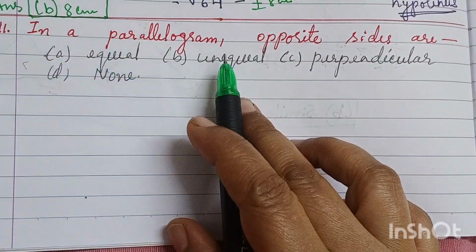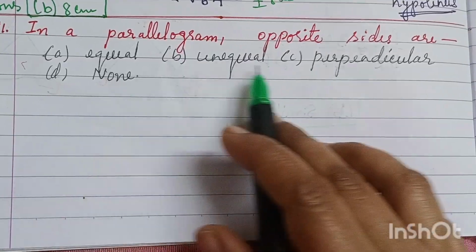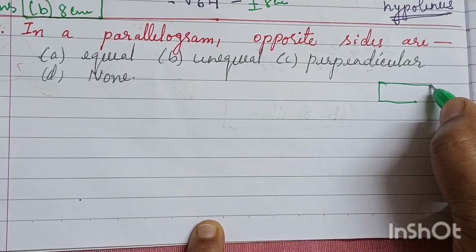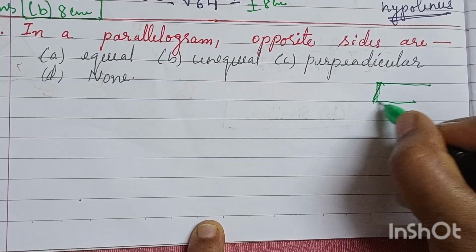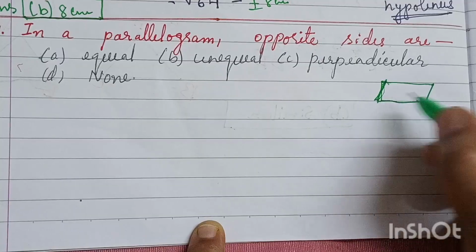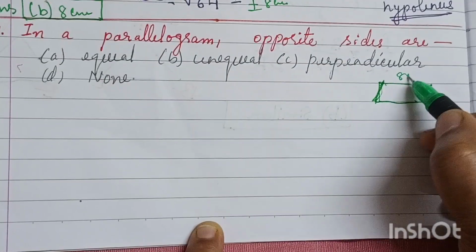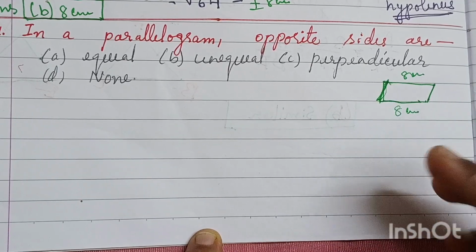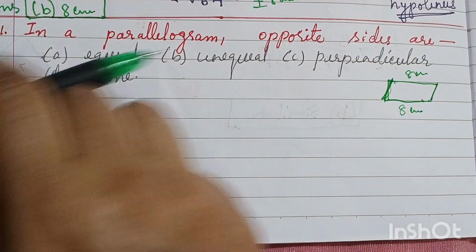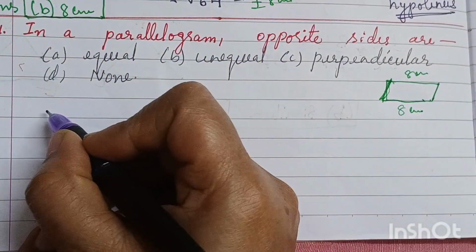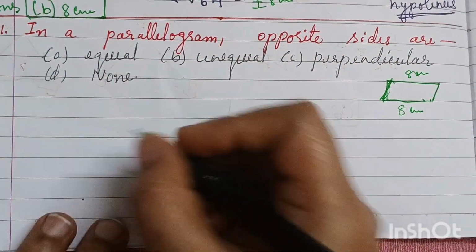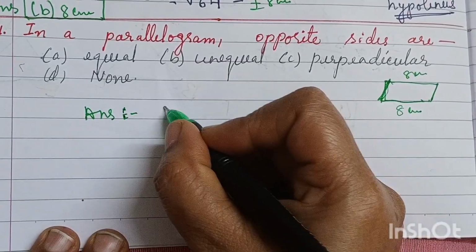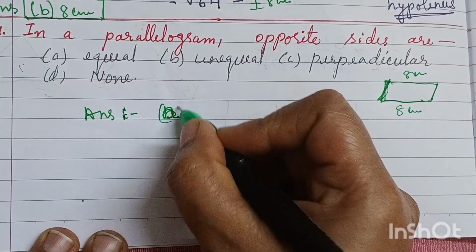Question. In a parallelogram, opposite sides are equal, unequal, perpendicular, or none. Parallelogram means opposite sides are parallel, and also equal. For example, here 8 centimeter means here also 8 centimeter. So we have to write opposite sides of a parallelogram are equal. So the answer is A, equal.